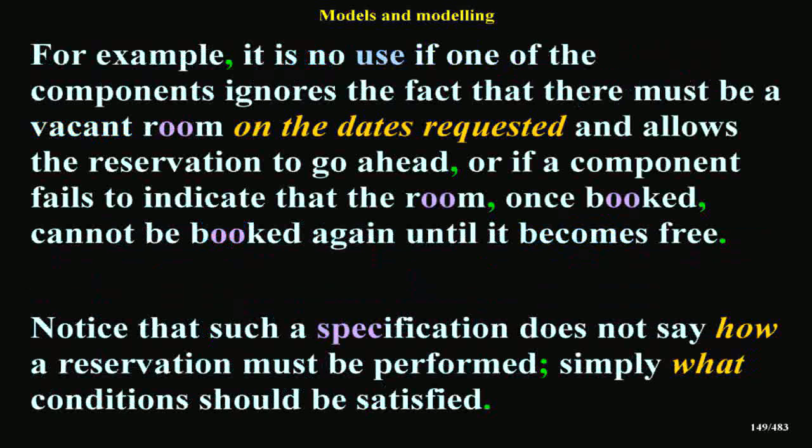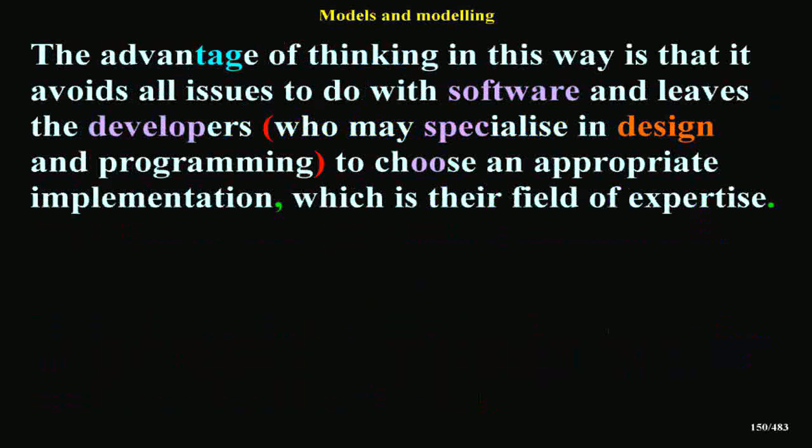For example, it is no use if one of the components ignores the fact that there must be a vacant room on the dates requested and allows the reservation to go ahead, or if a component fails to indicate that the room, once booked, cannot be booked again until it becomes free. Notice that such a specification does not say how a reservation must be performed, simply what conditions should be satisfied. The advantage of thinking in this way is that it avoids all issues to do with software and leaves the developers, who may specialize in design and programming, to choose an appropriate implementation, which is their field of expertise.